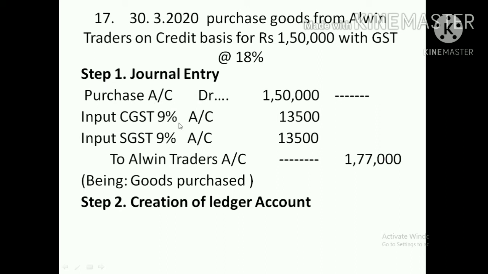Then Input CGST 9%, one ledger account, and Input SGST 9%, one ledger account. When the rate changes, again we have to create a separate account. When the rates are the same, we can take that as the reference. Then go for creation of ledger accounts, a total of 4 accounts, through single ledger creation.